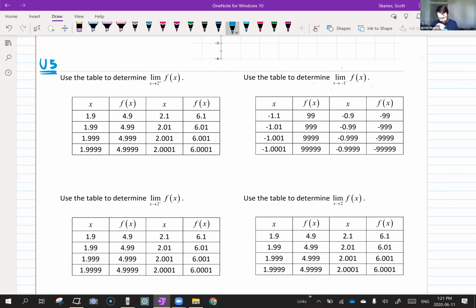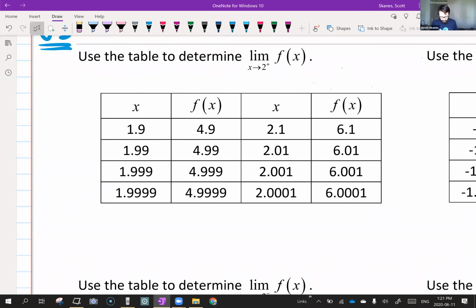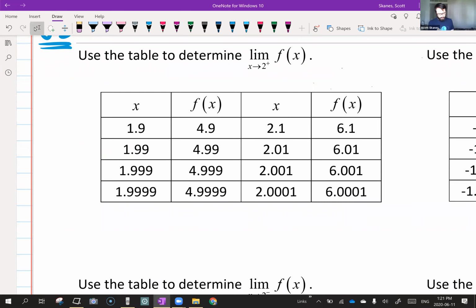Okay, let's do this. We didn't do one like this on the assignment, but you'd be expected to do it on a test. And they're not difficult, so it should actually be a nice thing. And by the end of this set of tables, I think you'll be okay. So we did this in class, actually. It says, use the table to determine the limit as x approaches 2 from the right of the function f of x.